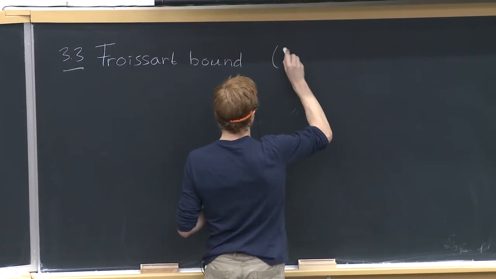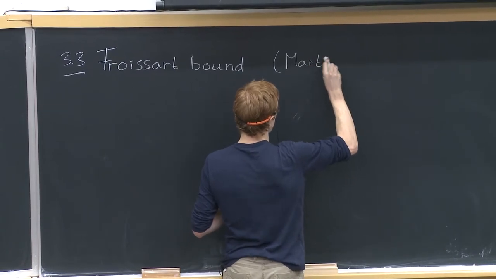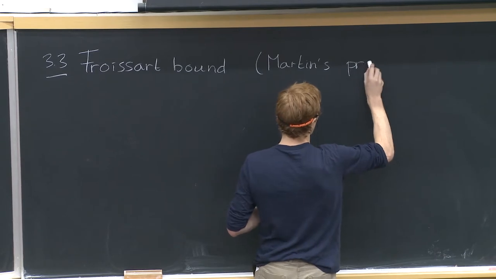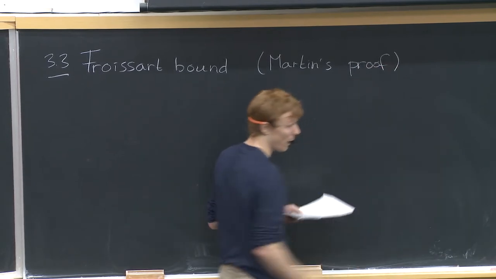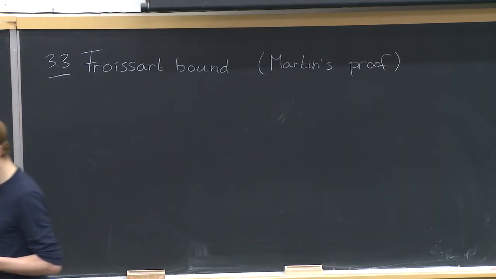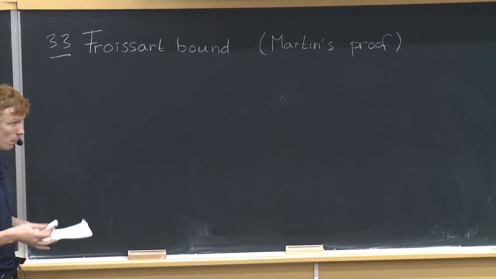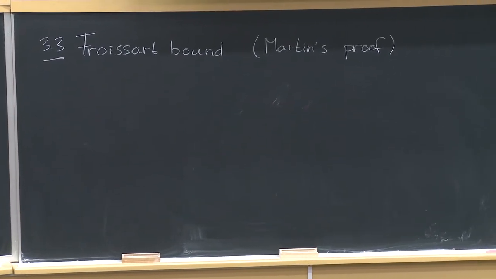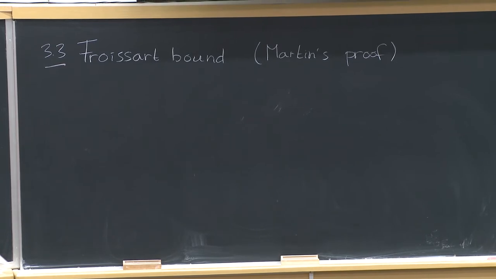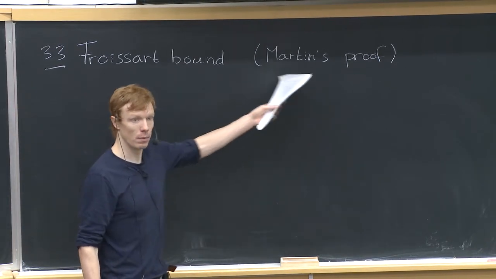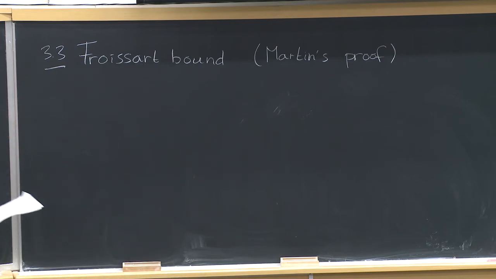And it's in the literature also known as the Froissart-Martin bound, because André Martin provided a very nice proof of this bound, which is much more general than Froissart bound. Froissart made some assumptions which, with hindsight, may not be entirely justified, exactly about the analyticity of the scattering amplitude. Martin does away with all that.